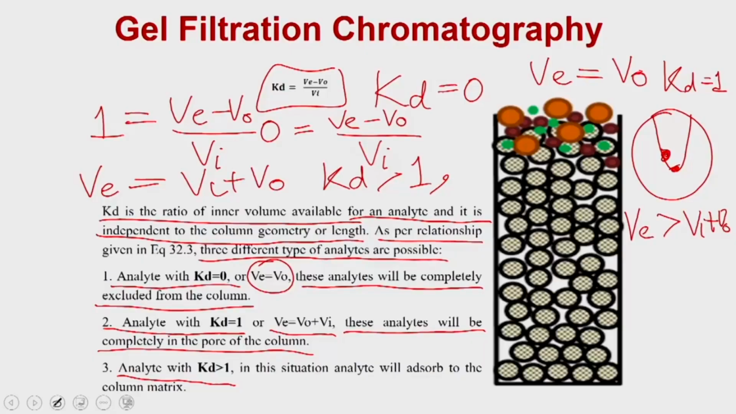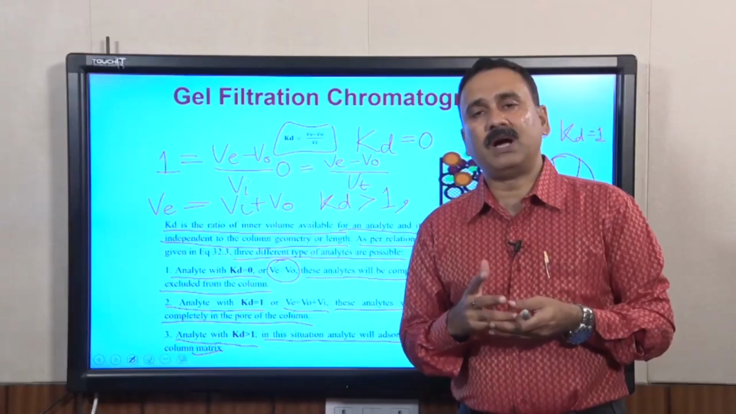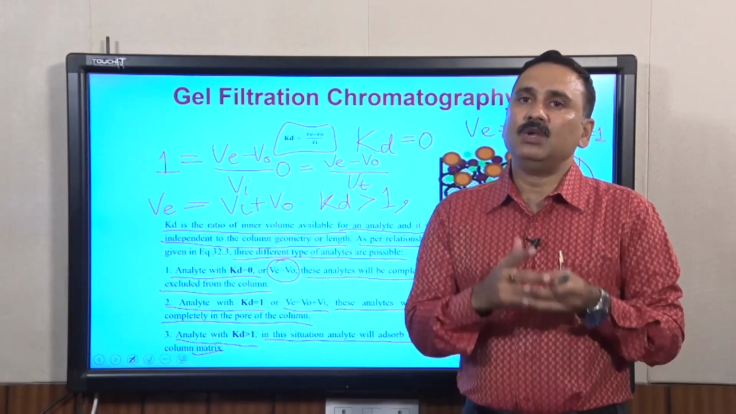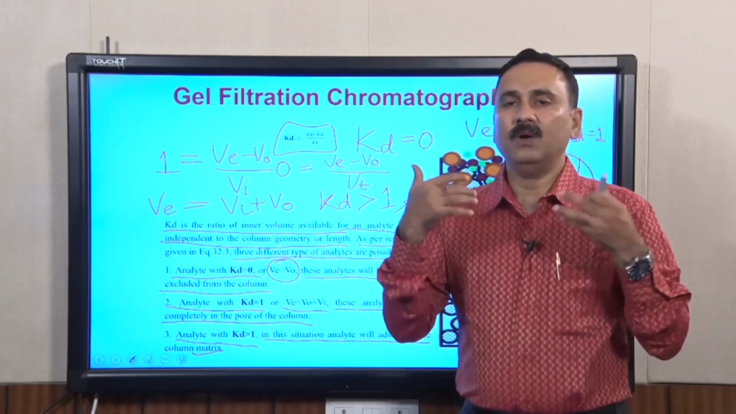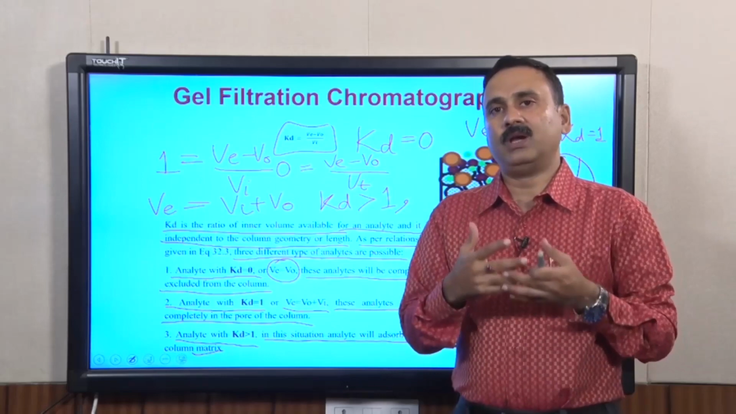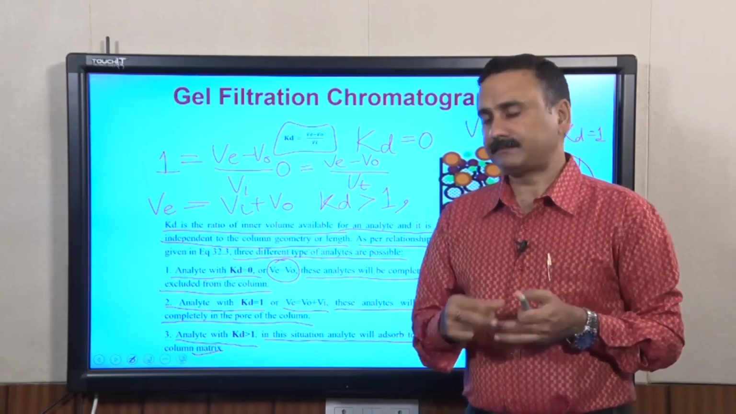So, that is why if the Kd is bigger than 1, in this situation the analyte will be adsorbed onto the column matrix. If that happens, then you have to wash this column, you have to strip this particular molecule from the beads, and then you have to repack the column, and it is going to destroy the column packing.